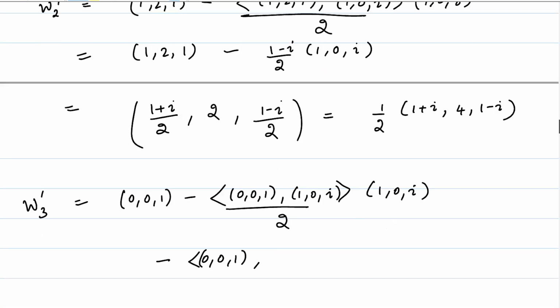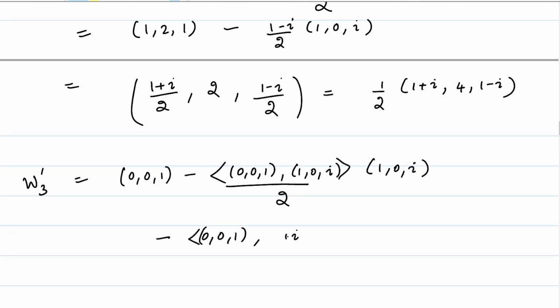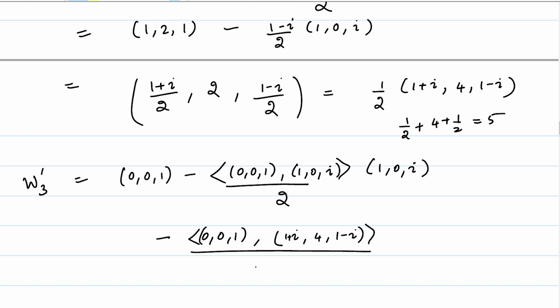So this is going to be (1+i)/4 and (1-i)/4. What is the length of this square, rather? This is going to be 1 plus 1 over 2. Maybe I should just compute the length of this here. The length of this is just going to be 1/4 plus 1/4 is 1/2, plus 1/4 plus 1/2, which is equal to 5. So this is just 5 times (1+i)/2, 2, (1-i)/2.